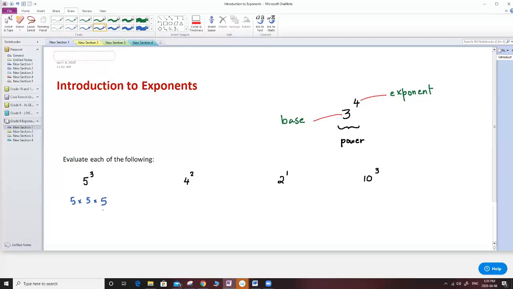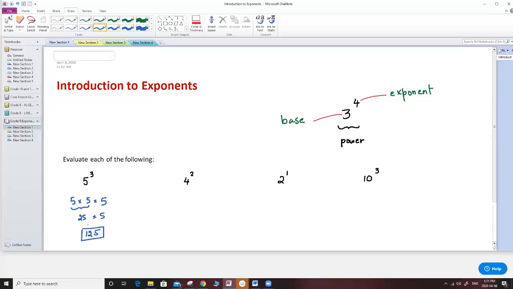Since it's saying evaluate, I have to find the answer. So I can think of it this way: 5 times 5 equals 25, and 25 times 5 equals 125. So this is the final answer.